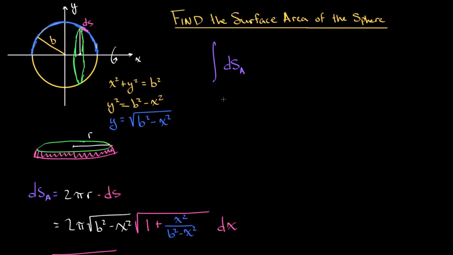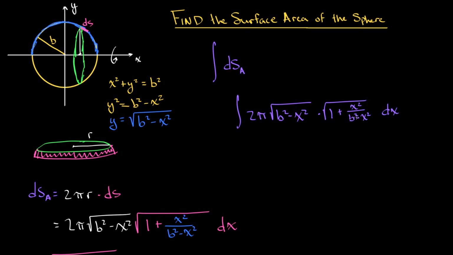Let's get a definite integral going. We'll throw limits of integration on last, and I'm just going to leave everything in purple now. So this is going to be 2 pi, I'm just writing out what we have down here, 2 pi times the square root of b squared minus x squared, times the square root of 1 plus x squared over b squared minus x squared, and then we have dx.